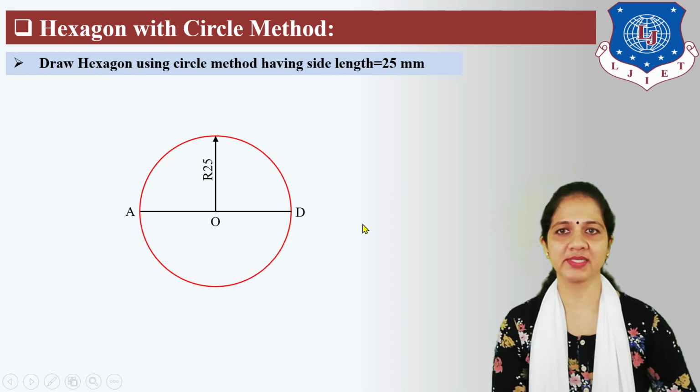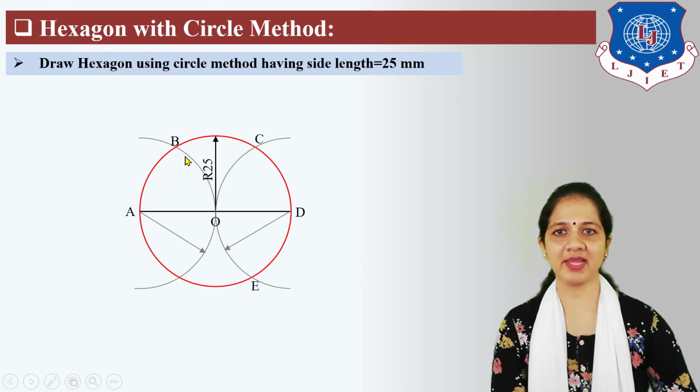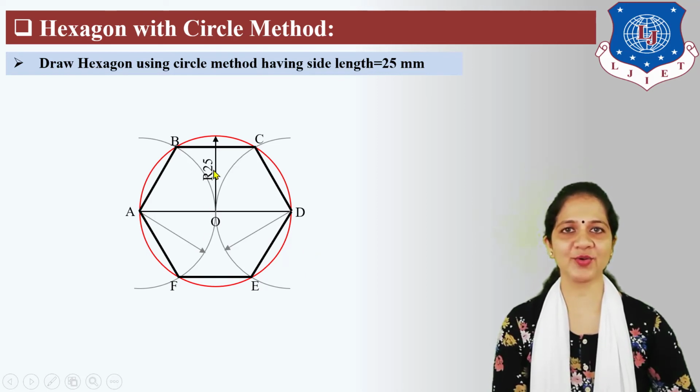From point A, cut 2 arcs on this circle having radius 25 mm. Similarly, from point D, cut 2 arcs on this circle having the same radius 25 mm. Mark here B, C, E and F points. Join A B, B C, C D, D E, E F and F A. So, this is the hexagon with the circle method.